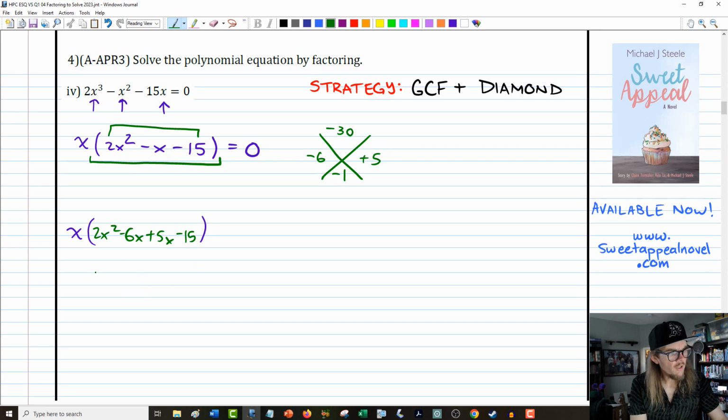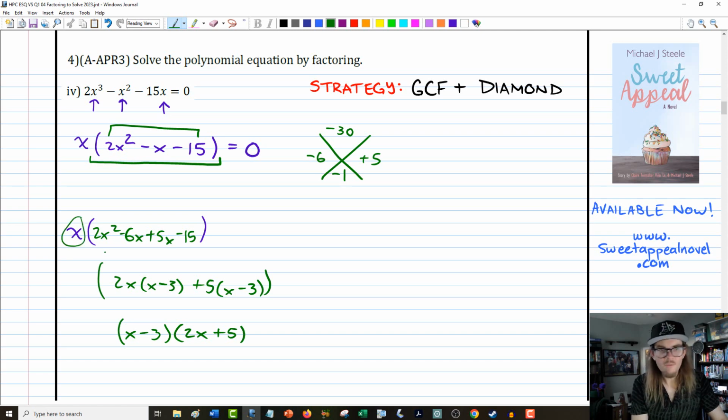So from here I do need to GCF this piece out. Just being careful, I'm seeing 2x times x minus 3 plus 5 times x minus 3. And that's going to leave me with a GCF of x minus 3, a second factor of 2x plus 5. And then, of course, we had our original GCF, which deserves to play as well.